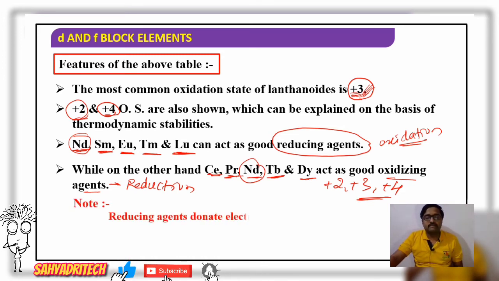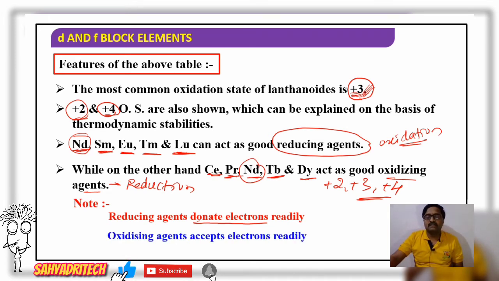So what is to be remembered here? As we know, reducing agents donate electrons readily. A reducing agent reduces other chemical species by itself undergoing oxidation, which means they readily lose electrons, or I can say donate electrons. Then what about the oxidizing agent? An oxidizing agent oxidizes other chemical species by undergoing reduction, that is by accepting electrons. So oxidizing agents accept electrons readily.